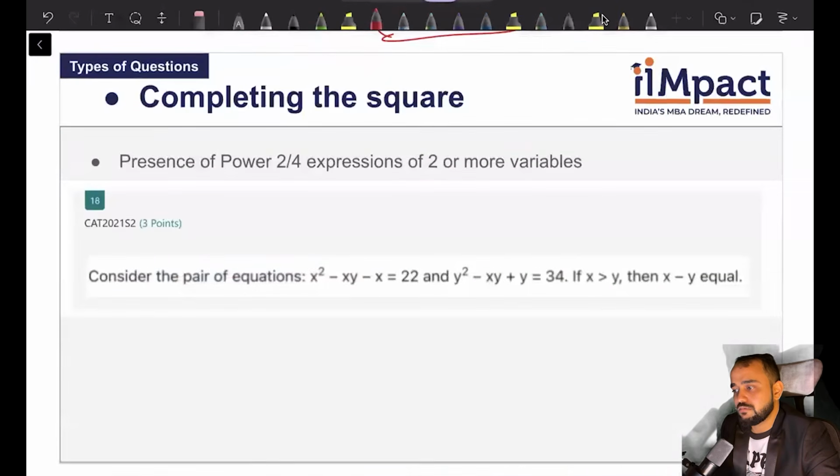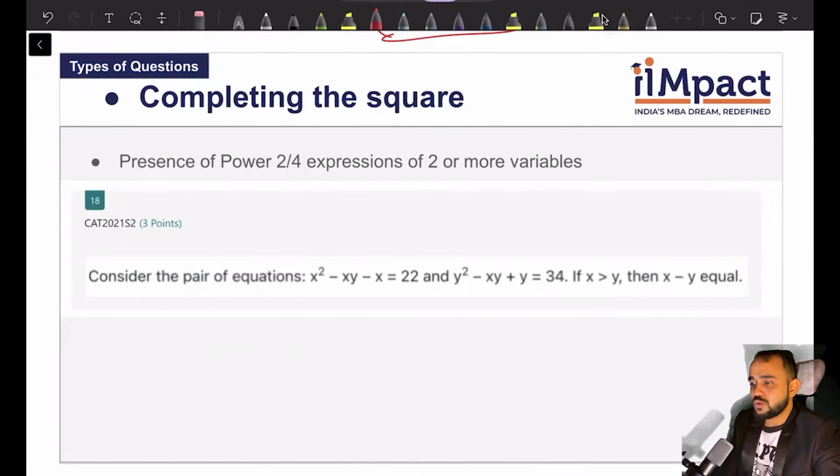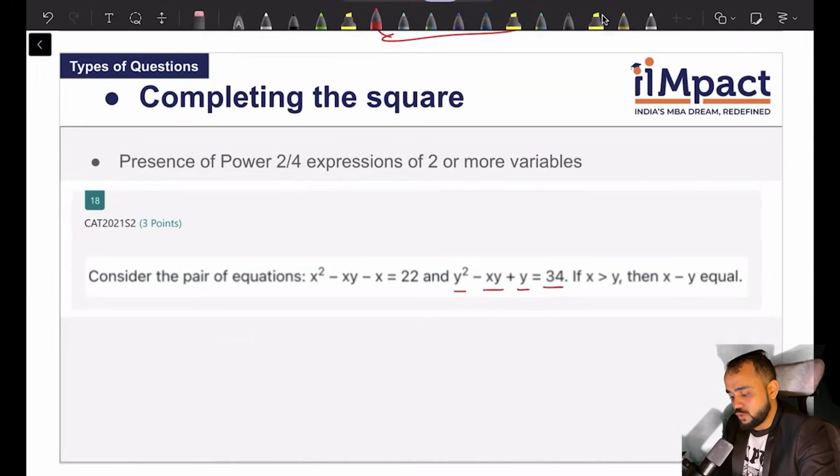All right. 3 years ago, x square minus xy minus x is equal to 22. Y square minus xy plus y is equal to 34. If x is greater than y, then find x minus y. How many equations?